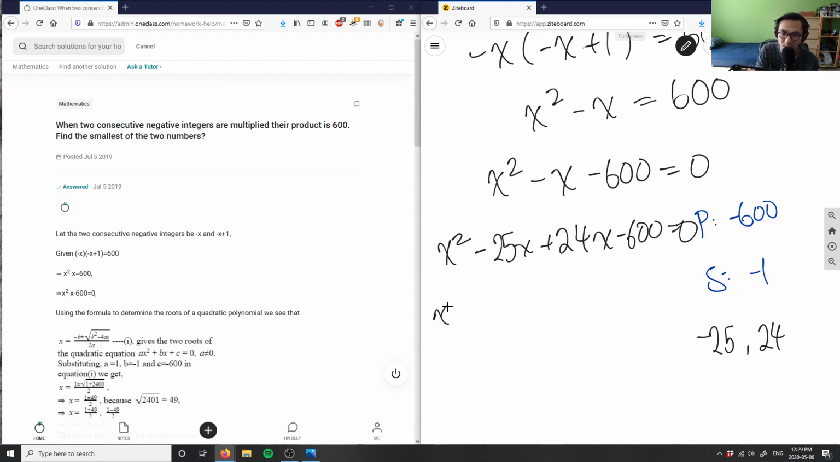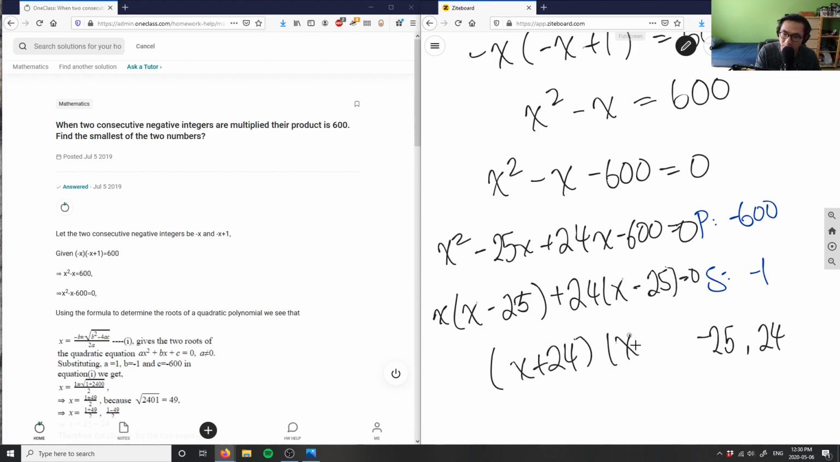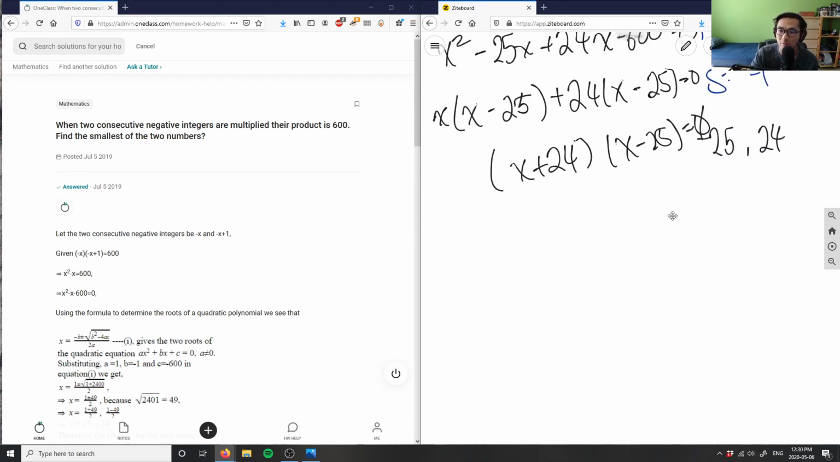Common factoring this, I get x minus 25, and then plus, I factor out the 24 and get x minus 25. 600 divided by 24 is 25, and I should get a negative number here. Yes, so it's negative 25 equals 0. Therefore, I have two factors of this quadratic: x plus 24 and x minus 25 equals 0.